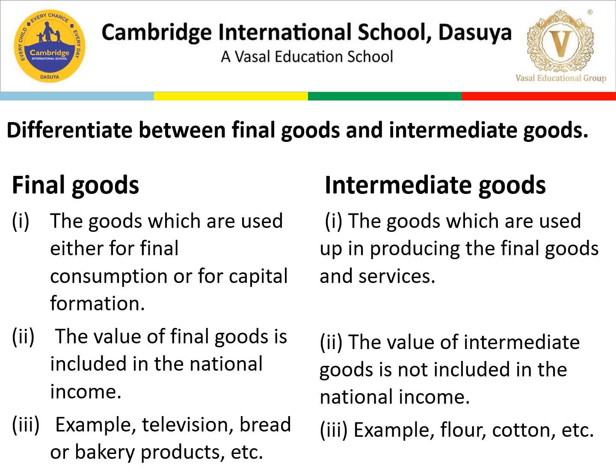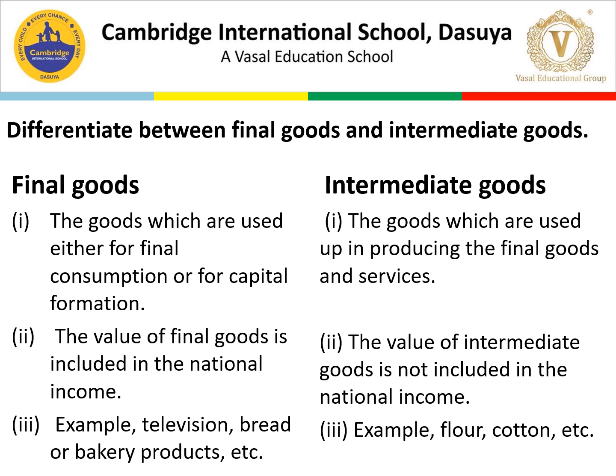Now the next thing is, the value of final goods is included in the national income. Whenever we have to calculate the value of national income or GDP, we always add final goods. Intermediate goods are usually not counted while calculating the national income or GDP. Intermediate goods are not considered final goods. These are the raw material which we use for making final goods.